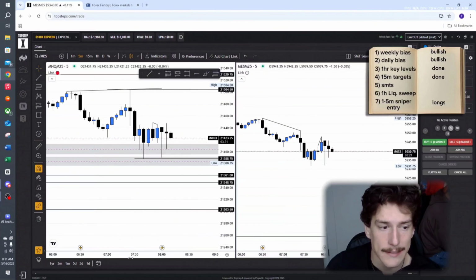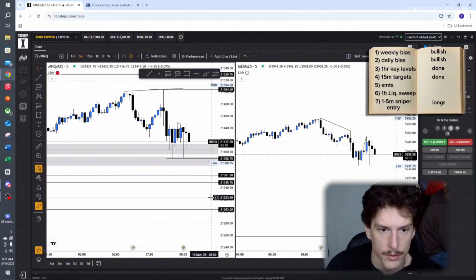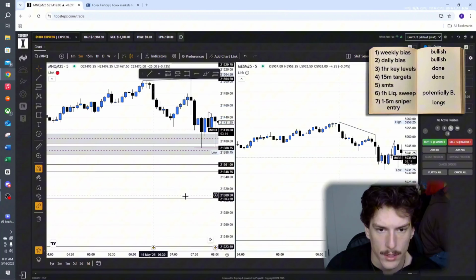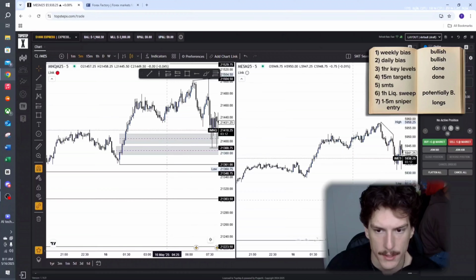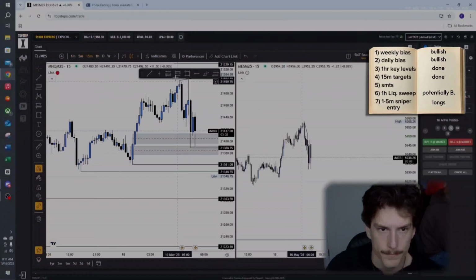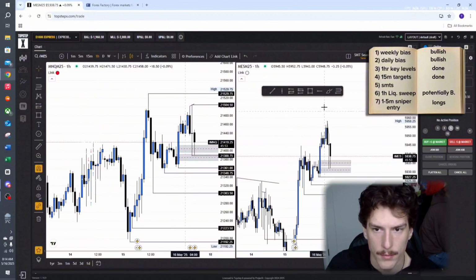I like to see these bearish SMTs just because we do want a retrace, right? We want MNQ to drop down to these key levels, and I'm actually going to mark them out for the S&P 500 as well. We got quite the hourly SMT, so we could expect a very nice retrace here.